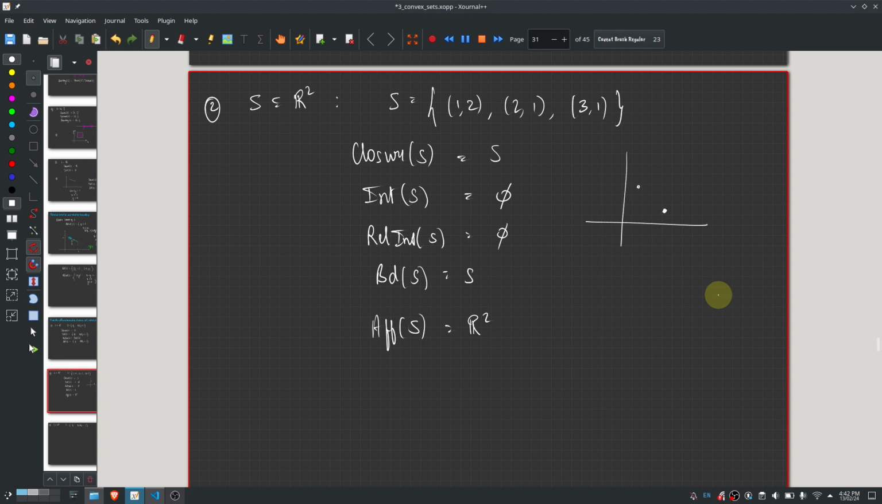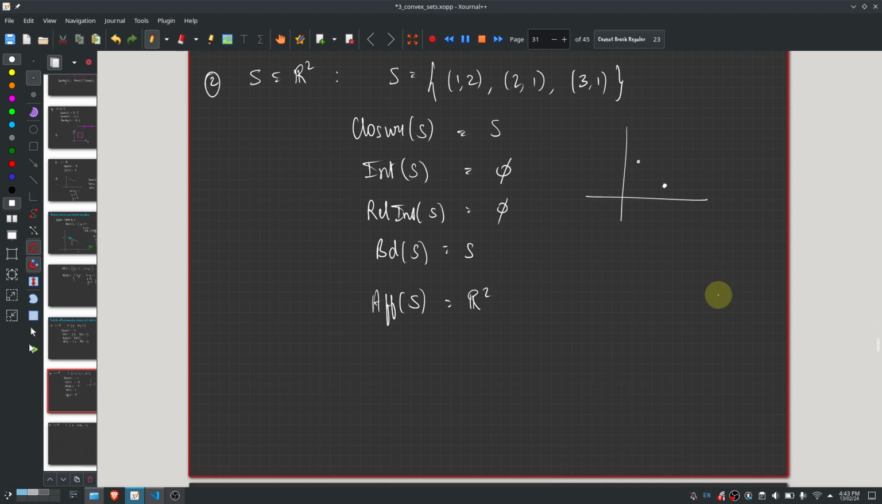If you take any 2 points, 3 points are there in this. So if you take any 2 points from this, the affine hull of those 2 points will be R2. No, right? Why? In this sense, take 1 comma 2 and 2 comma 1. So let's say S equal to just 1 comma 2 and 2 comma 1.